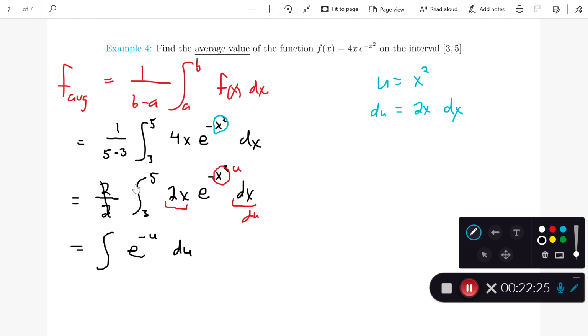The last thing I need to do is put the bounds in. Well, remember that you change the bounds according to your u. So 3 squared is 9, because if you do the u equals x squared, that's what you get. And for the 5, you do u equals 5 squared, you get 25. So here we're going from 9 to 25. Now at this point, we're almost done.